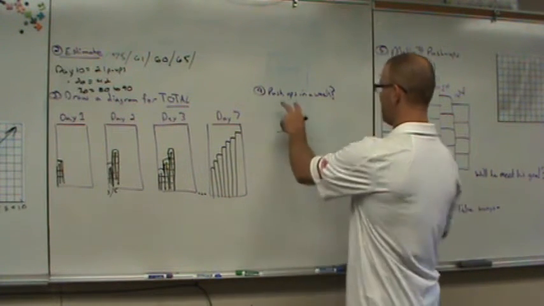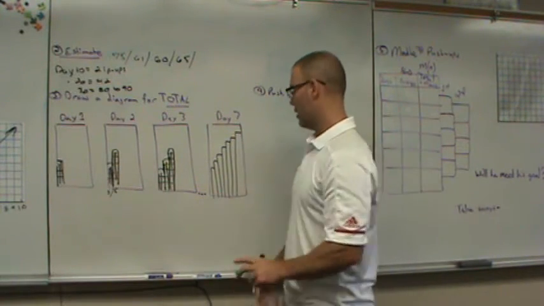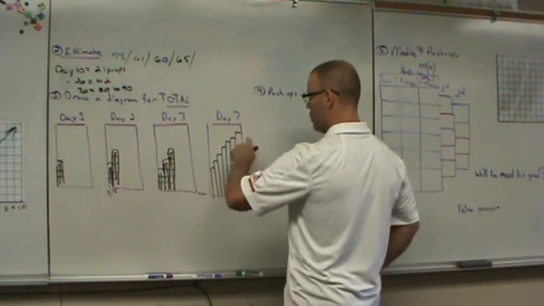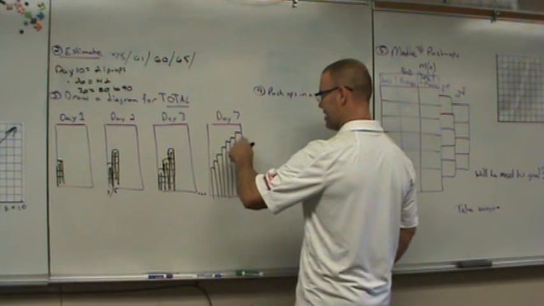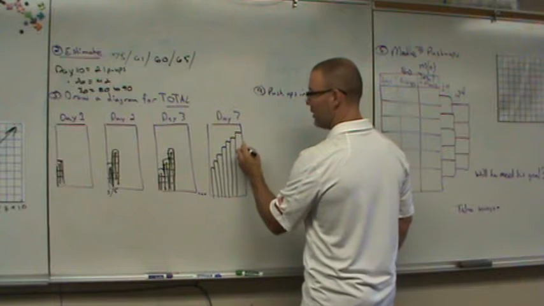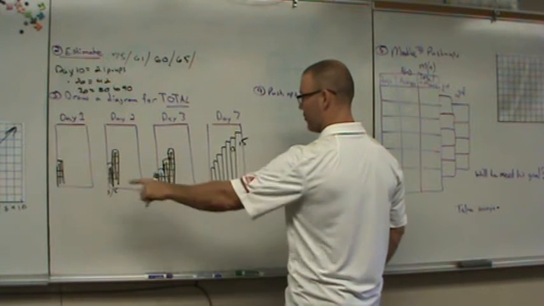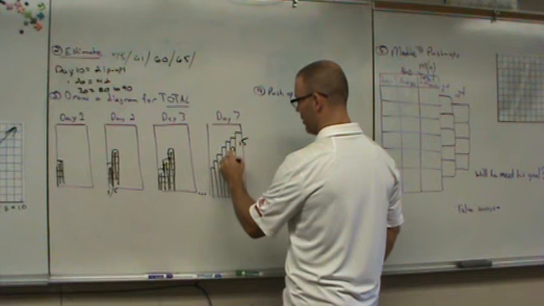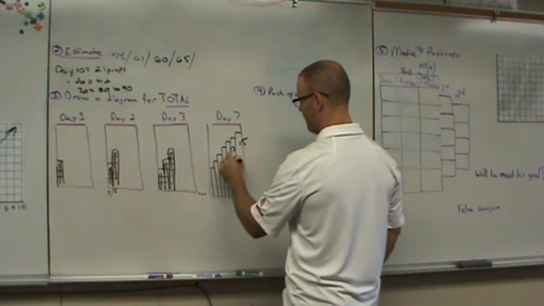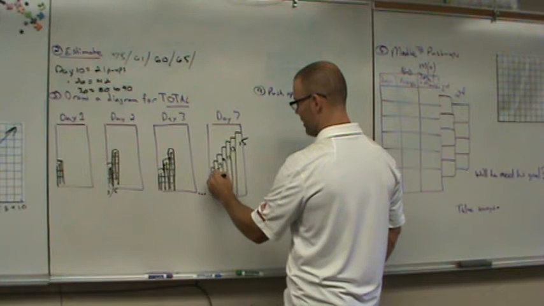Question number 4 says, how many push-ups did he do in a week? Total for the week. Remember, how many did he do not just on day 7, but day 6, day 5, day 4, day 3, day 2, day 1. On day 7, he should have done 15 total. On day 6, he did 13. We can look at our chart and see that. On day 5, 11, 9, 7, 5, and 3.